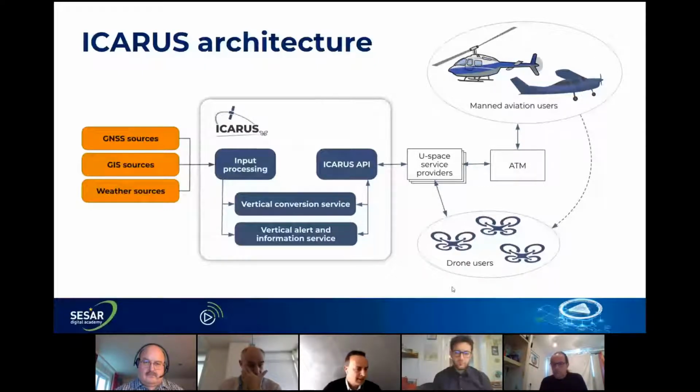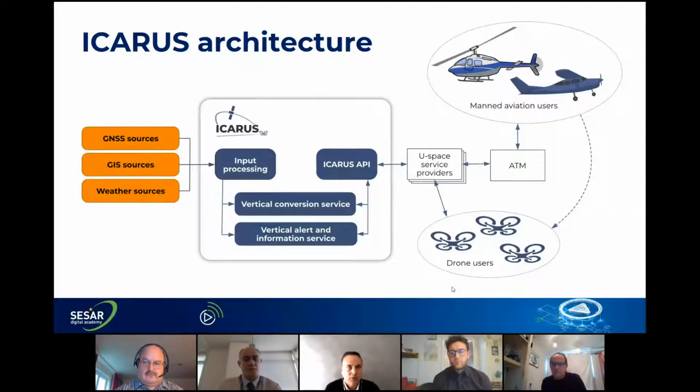In this slide, you can see a simplified version of the Icarus service architecture. In the middle of the slide, you can see the actual Icarus service, the core engine of the service, that is fed by different inputs. The output the service will produce will be the vertical conversion service and the vertical alert and information service. These two outputs will be delivered by means of an application program interface to possibly different U-space service providers and to the drone users and the manned aviation users.